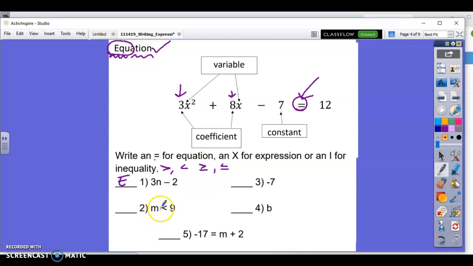This says m is less than 9. So that's an inequality. Here we have an equal sign. So that means this is an equation. Whoops. I'm supposed to be putting an equal sign here. And -7, does that have an equal sign? Nope, so it's not an equation. Does it have an inequality sign? No, it's not an inequality. So in this case, it's going to be an expression. And this one also doesn't have an equal sign, doesn't have an inequality sign. So that makes it an expression.